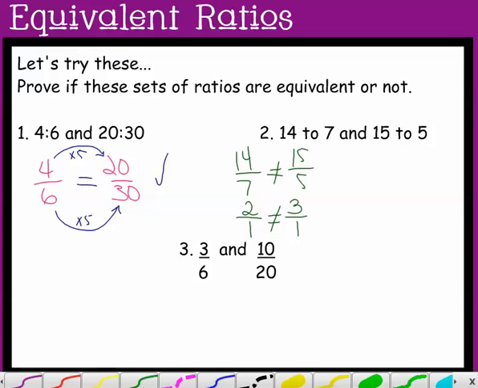Okay, finally we're looking at 3 over 6 and 10 over 20. And in this case, I can simplify both of these ratios. I know that 3 over 6 is equivalent to 1 over 2. And 10 over 20 is also equivalent to 1 over 2. So yes, they are equivalent.